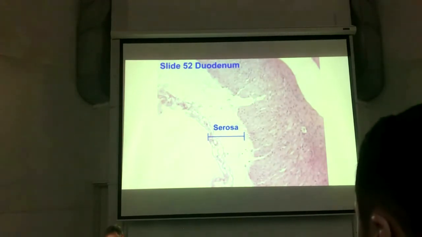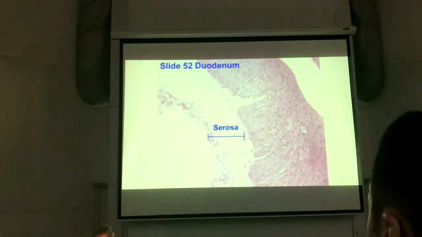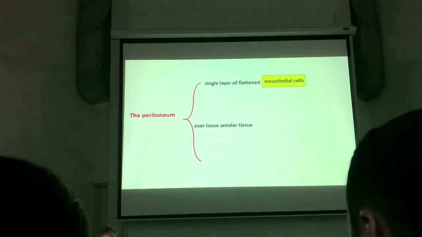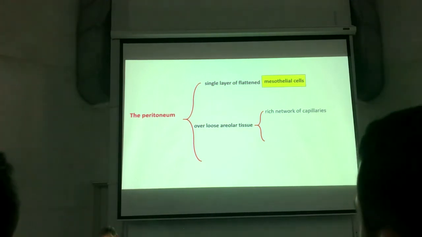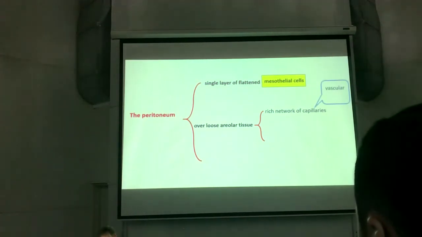Now, the peritoneum around abdominal organs is also called serosa, serous membrane. The peritoneum is a single layer of flat cells. They are mesothelial cells. They lie over loose areolar tissue, which has a rich network of capillaries. Why should I have a rich network of capillaries? Because I want to secrete serous fluid. The capillaries are vascular and lymphatic.